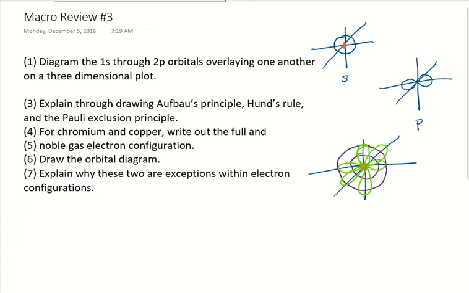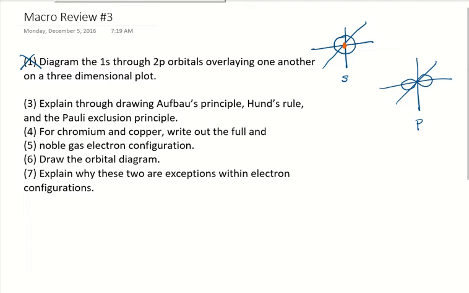So this is all clustered up, but you basically just need to know what an s orbital looks like and what a p orbital looks like. S and p. All right. So I'll erase that. That's number 1. Skip number 2. Let's go to number 3.